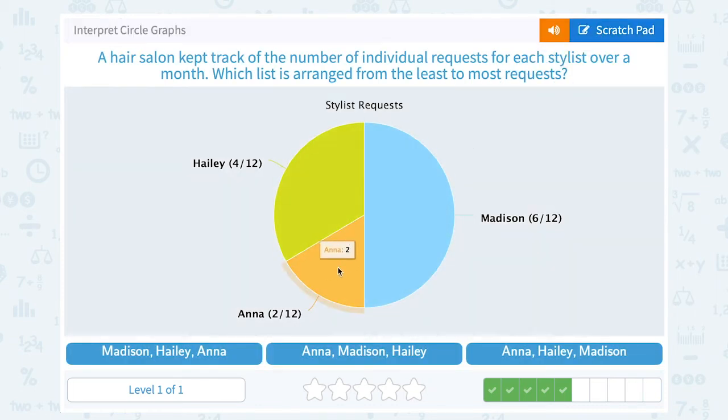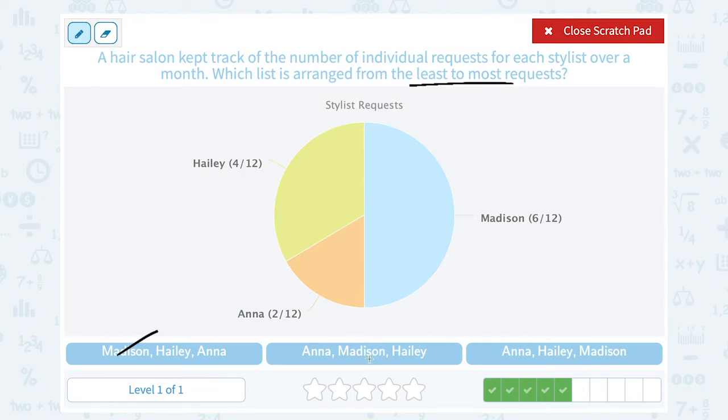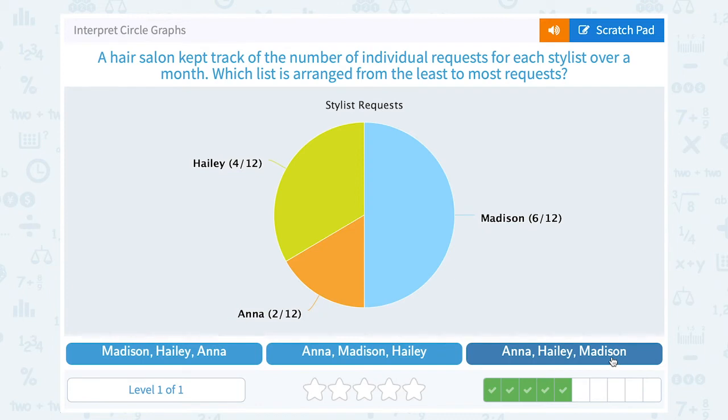Okay, well, after Anna, the next most would be Haley, right, with 4. And then the most would be Madison with 6. So the correct order, well, Madison was the most, so she should not be in the middle, right? Anna only had 2, then Haley with 4, then Madison with 6. So that is our correct order for least to most.